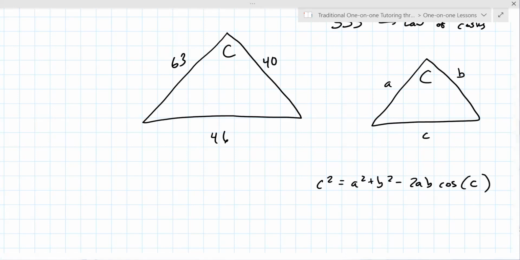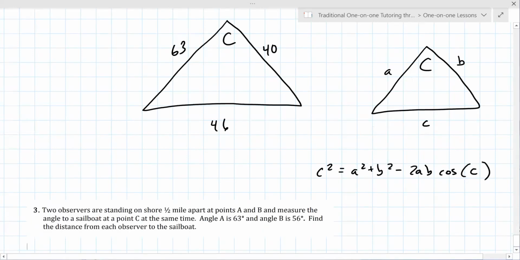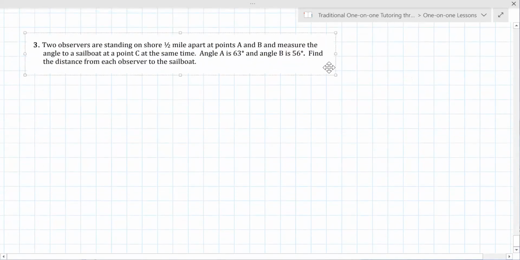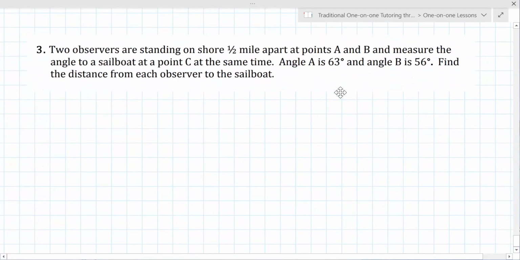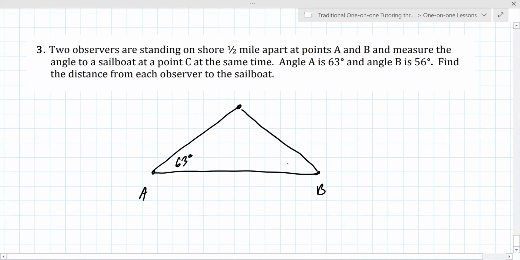Take a look at another one. Okay, number 3 here. This will be a law of sines. Two observers are standing on a shore a half mile apart. So there's A, there's B, and there's a sailboat out there. They say angle A is 63, angle B is 56.